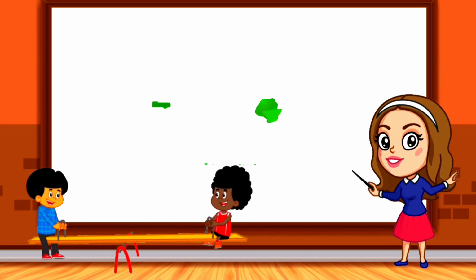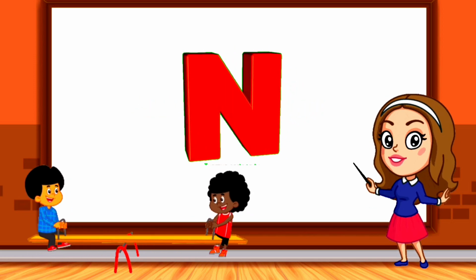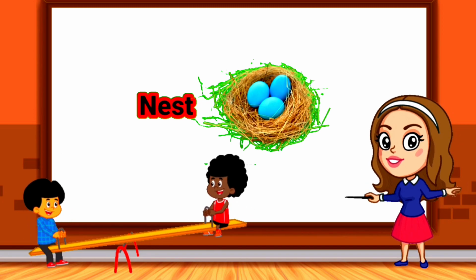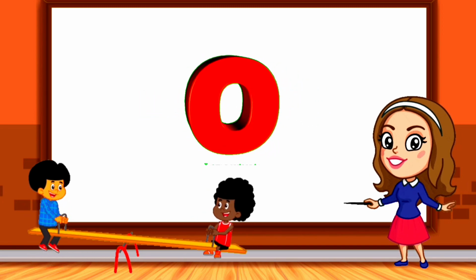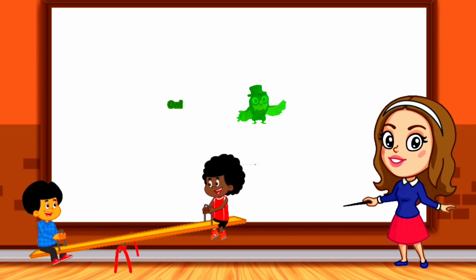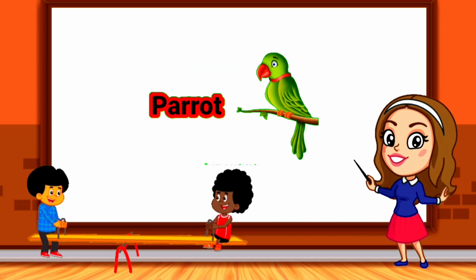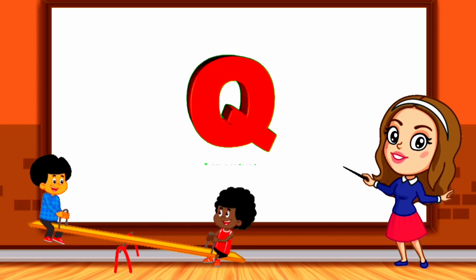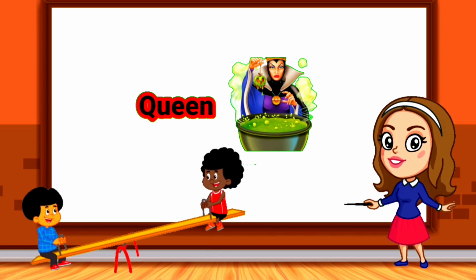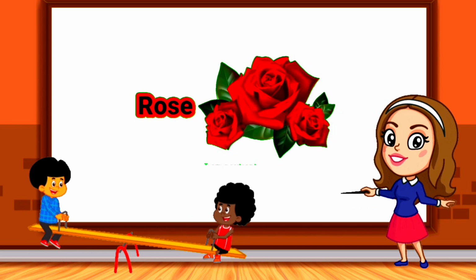M for mango. N for nest. O for owl. P for parrot. Q for queen. R for rose.